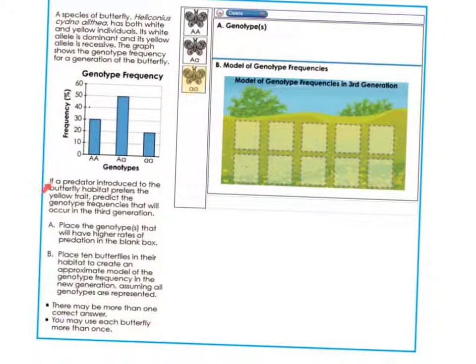Then they go on and they say, if a predator introduced to the butterfly habitat prefers the yellow trait, natural selection, right? What's going to happen? Yellow's going to die more than the others, yeah? So what would happen to the frequency here? It would go down. So no matter how you answer this, whatever you do over here, this better go down. If this goes down, what happens to these two? They go up. One or the other or both go up.